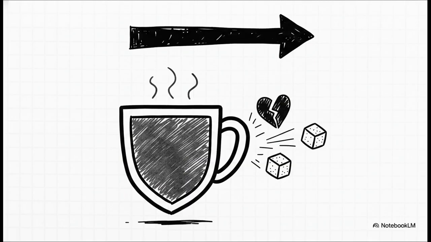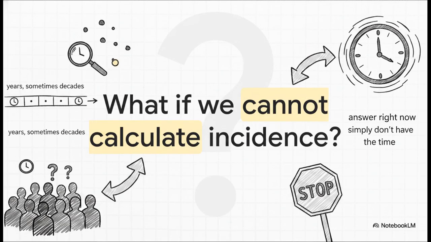Pretty cool, right? But here's the massive challenge epidemiologists face. Cohort studies take years, sometimes decades, and require thousands of people. What if we're dealing with a rare disease? Or what if we need an answer right now and simply don't have the time to follow a healthy cohort forward to calculate true incidence?